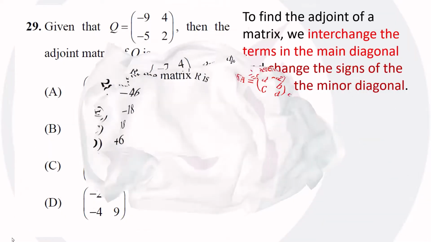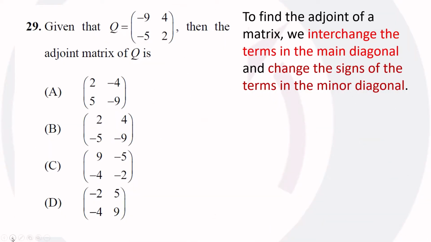Alright, question 29. Given that Q is negative 9, 4, negative 5, 2, then the adjoint of the matrix is... and I gave you some notes over here. So to find the adjoint of a matrix, we interchange the terms in the main diagonal. Remember, I showed you the main diagonal from before.